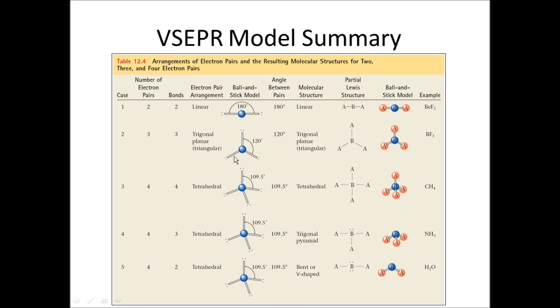If you have 3 places where you find electrons around a central atom, that could be a lone pair and 2 bonded elements, or 3 bonded elements around the central atom, that's going to give you a parent geometry of trigonal planar. The parent geometry says there's going to be a 120-degree angle between everything that is bonded to that central atom.